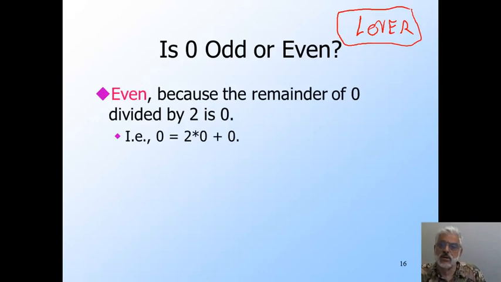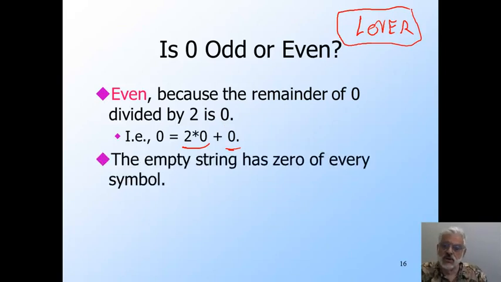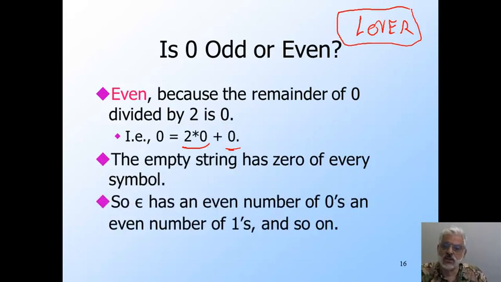But we know that 0 is even because it leaves remainder of 0 when divided by 2. That is, 0 is 2 times an integer, namely 0 in this case, plus a remainder of 0. And anything that is of the form 2 times any integer plus 0 is even. Now the empty string has 0 of every character, and 0 is even. So if we ask a question like, does the empty string contain an even number of some character like 0, the answer is yes. And if we ask whether it has an odd number of zeros, the answer is no.